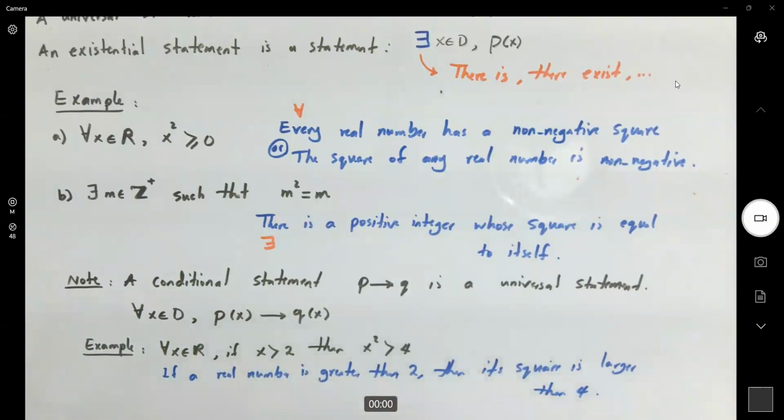You saw these in algebra, in pre-calculus. Now you're learning how to officially write these in mathematical language.